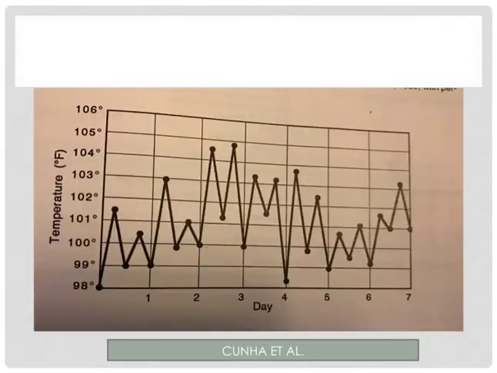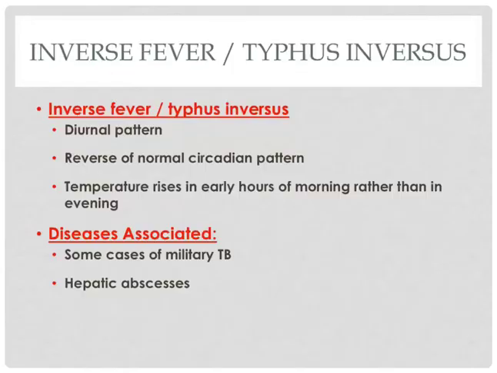So you can see here, each day there are 2 spikes, a double spike every single day. That's double quotidian fever. Inverse fever: the temperature usually rises in the early morning rather than in the evening. The normal diurnal pattern of fevers is that you should have fevers at night. This one is just an inverse fever. It presents as high in the morning hours and then it comes down in the evening. So miliary TB, not military TB, and liver abscesses are associated with such an inverse pattern.